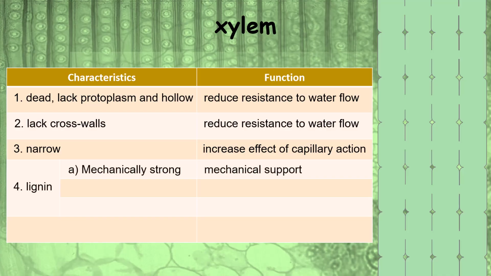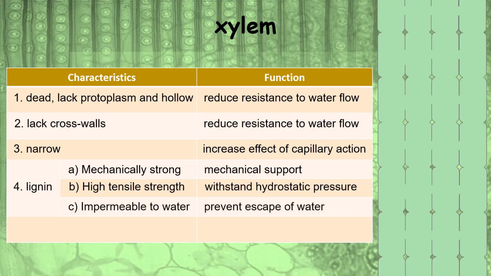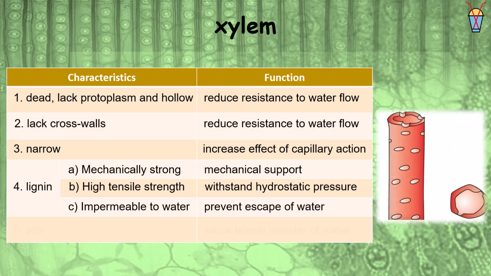Lignin is present in xylem, which helps provide mechanical support for the plant. Lignin also allows xylem to withstand pressure from the flowing water. Lastly, being waterproof, lignin prevents water from escaping from the vessel. Lignin is also the reason why the walls of xylem appear thicker than those of phloem in both the stem and leaf. There are also pits, which allow water to move laterally.